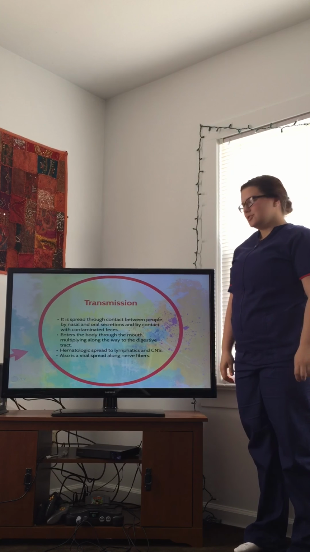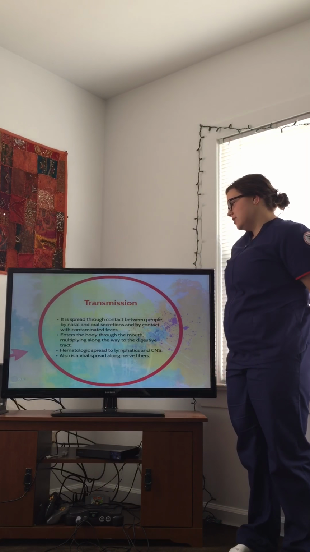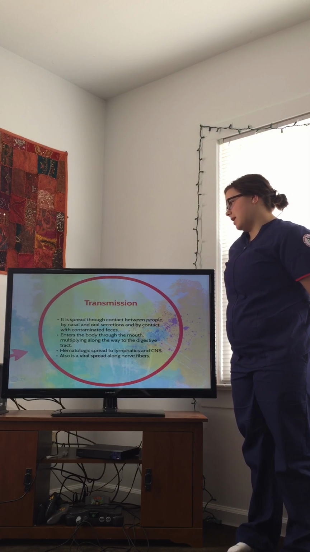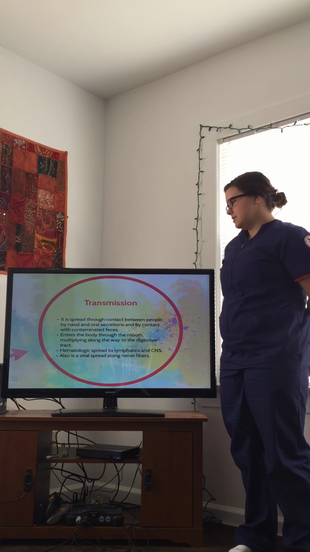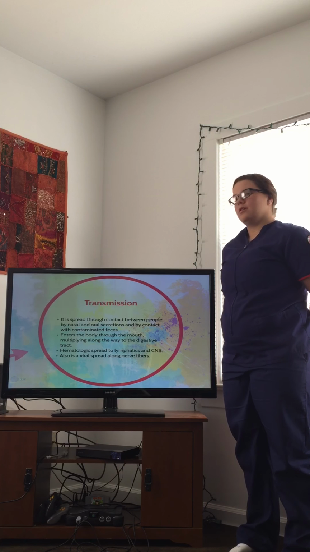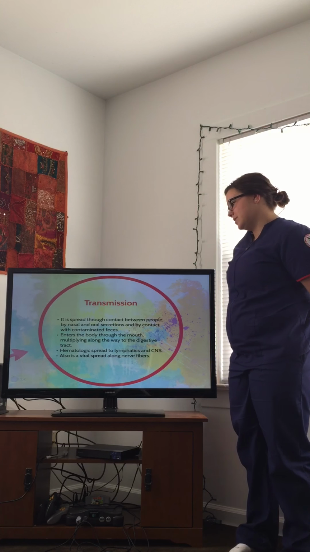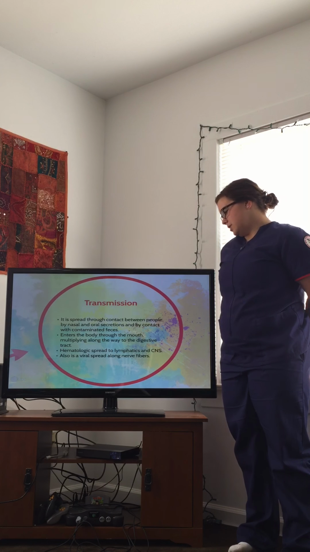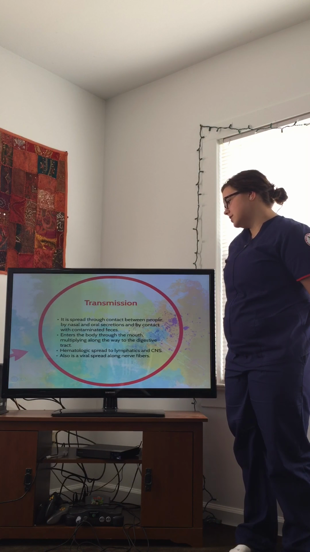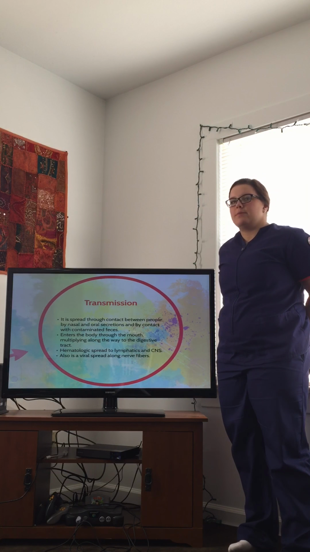So I'm going to talk a little bit about transmission. Polio is spread through contact between the nasal and oral secretions and by contact with contaminated feces. It enters the body through the mouth, and it multiplies along the way throughout the digestive tract. It also gets into the blood and spreads to the lymphatic and CNS systems. Also, it is virally spread along the nerve fibers.